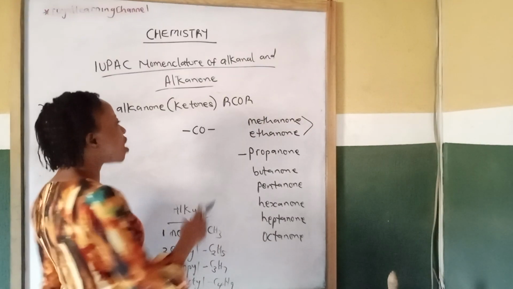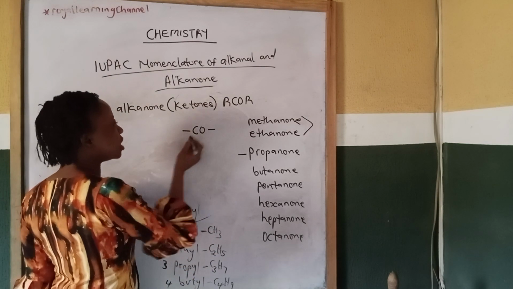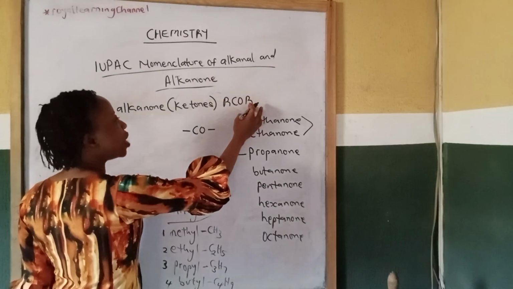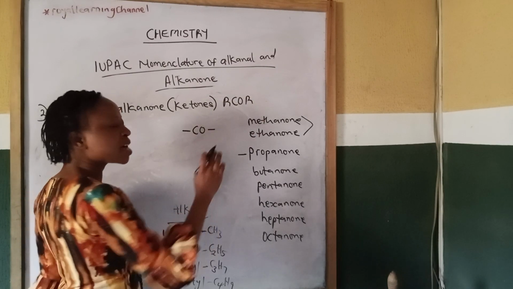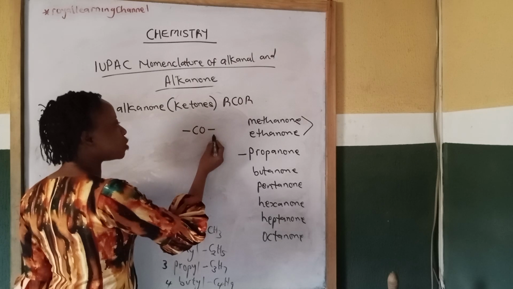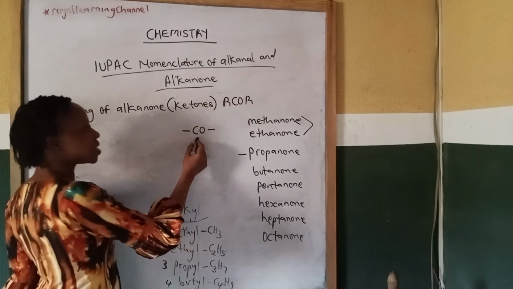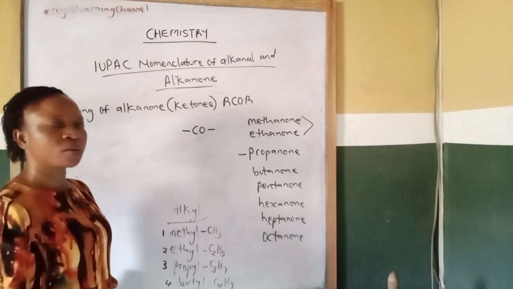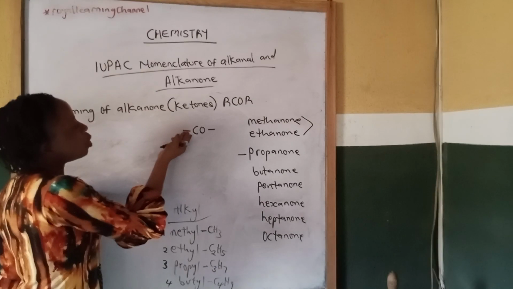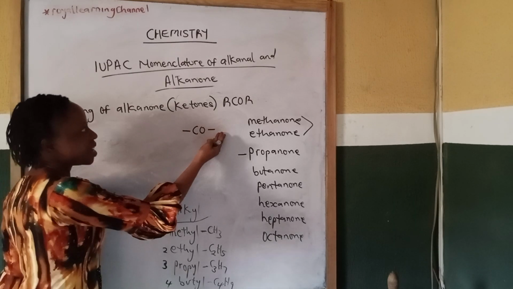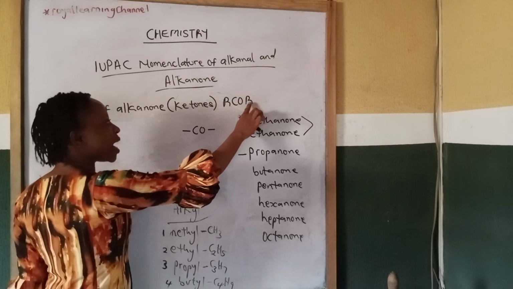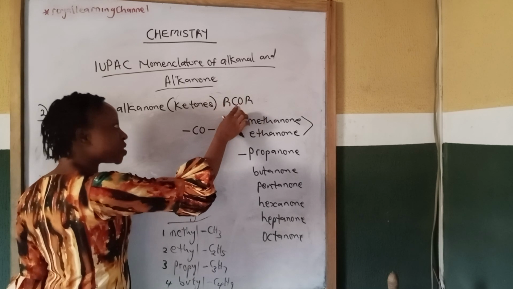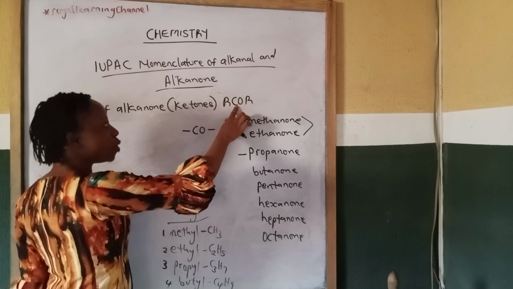Why? Because the R from this side must hold at least one carbon atom. Then the other R at this side must hold another carbon atom. So at least one carbon atom at this side and one carbon atom at this side, plus the carbon atom from your functional group, will give you 3 carbon atoms or more, depending on the number of carbon atoms that attach at this side and at this side. Your R at this side must hold at least one carbon atom, and your R at this side must hold at least one carbon atom, plus this carbon atom at the middle from your functional group.